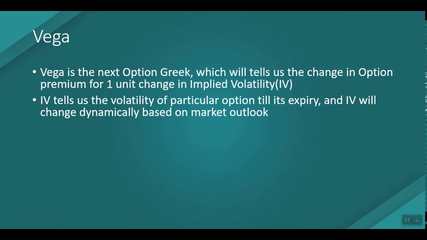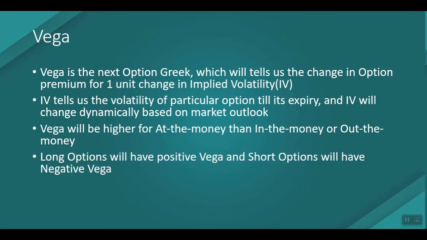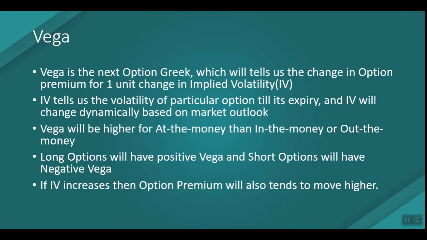Okay, so if the IV is moving higher, then based on that the option premium is going to increase. That is based on Vega. Okay, so Vega will be higher for at the money than in the money or out of the money. Okay, and long options will have a positive Vega and short options will have a negative Vega. Okay, so if IV increases, the option premiums will also tend to move higher.